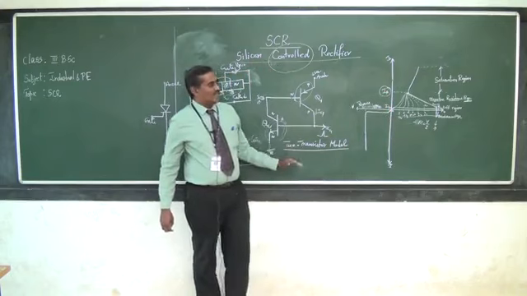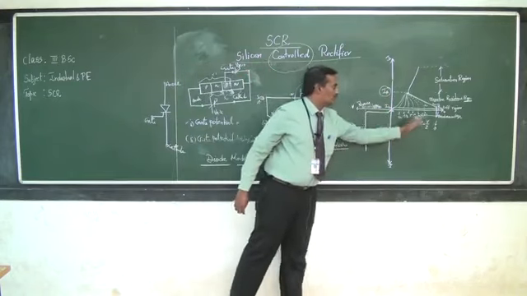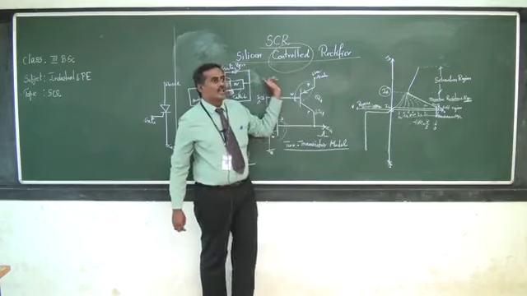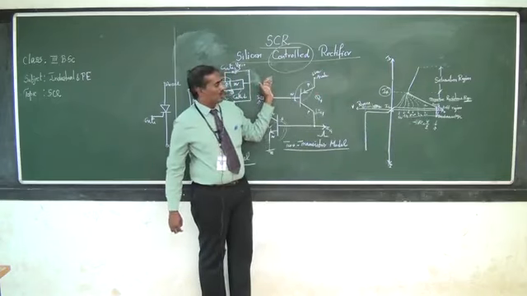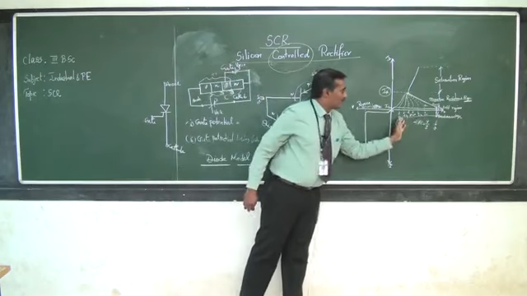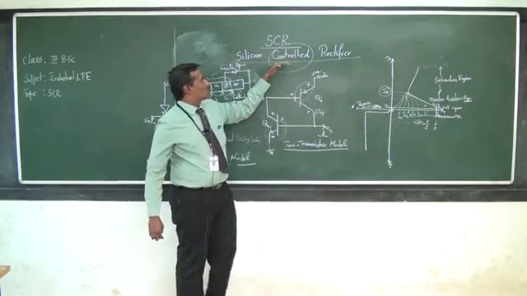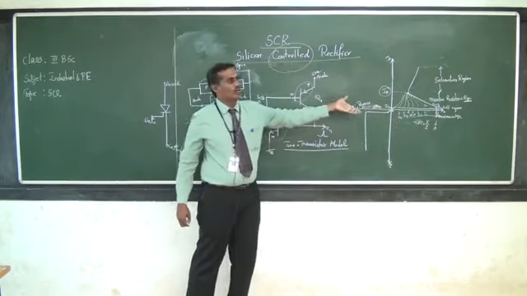So the SCR enters the on state once it reaches the breakover voltage. By applying a gate triggering pulse, I can control the breakover voltage at different points. Thereby I can control the amount of power that is delivered to the load.